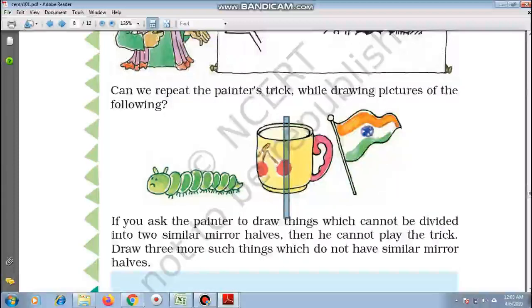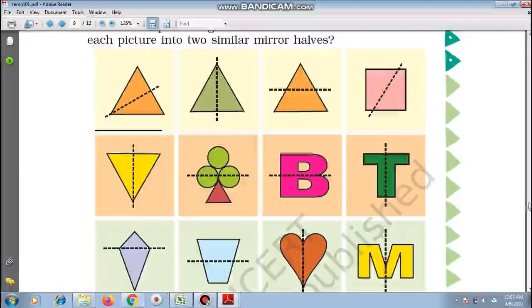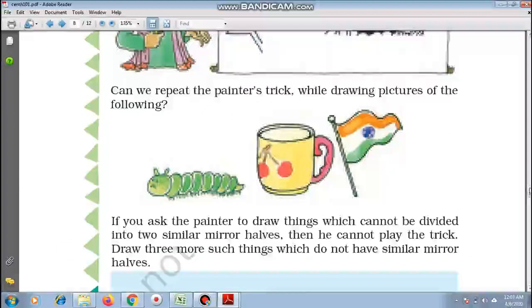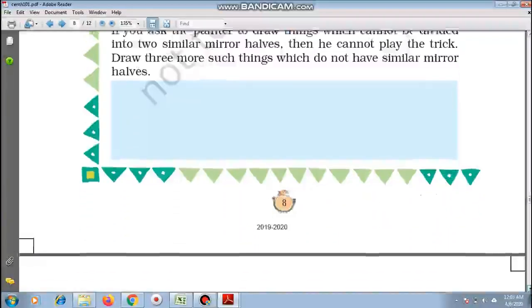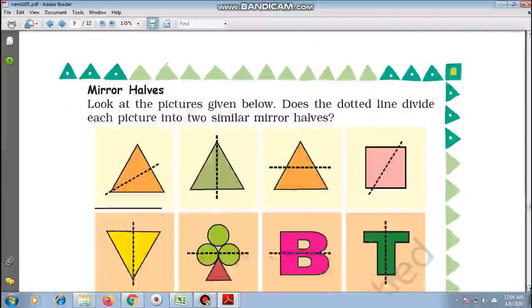I want all of you to think about it and tell your parents. If you ask the painter to draw things which cannot be divided into two similar mirror halves, then he cannot play the trick. Draw 3 more such things which do not have similar mirror halves. Whatever you feel like, you can draw at home in your rough.